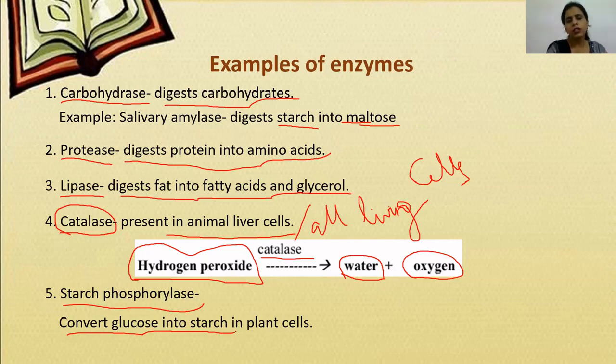Now, the entire amount of glucose produced in the process of photosynthesis cannot be used immediately, all together at one time, by the plants. So this excess amount of glucose is always stored in the leaves of the plant in the form of starch. The enzyme which helps in the conversion of glucose into starch is starch phosphorylase. So I hope these examples are clear to you.